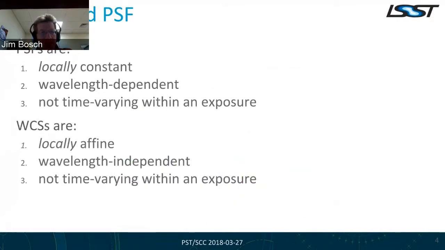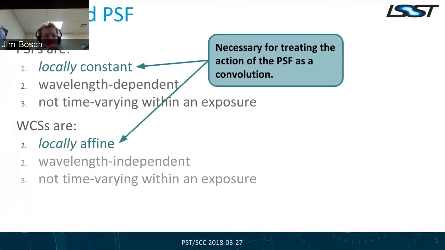So what I've said a little bit here is that PSFs and WCSs have these properties. The first one is that things are locally constant, or in the case of the WCS, locally affine. And this is a really fundamental assumption. It's necessary for treating the action of the PSF as a convolution. If you don't have these two things, if you can't treat the PSF as locally constant and the WCS as locally affine, you cannot treat the PSF as a convolution. And in fact, you cannot split up your WCS and PSF. It's some more complicated integral that you have to do in a much more careful way.